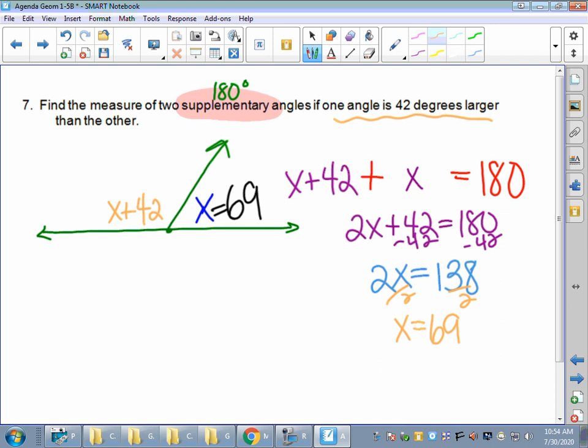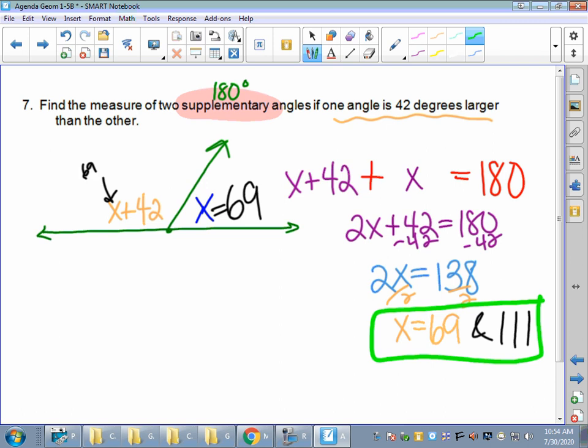Notice the problem says find the measure of two angles. So we found the measure of the first. We need to find the measure of the second. Well, we're going to substitute that value in there. So 69 plus 42. So my first angle is 69 degrees. The other one ends up being, what, 111? Somebody stop me if I'm wrong.